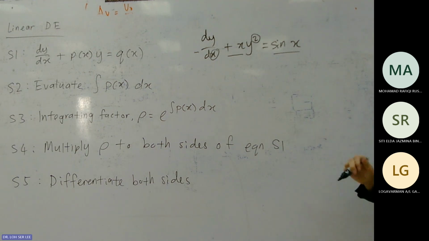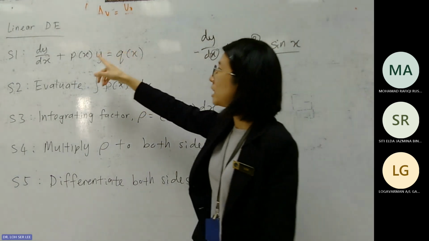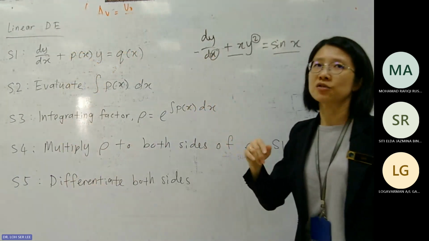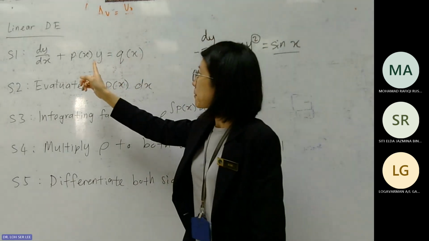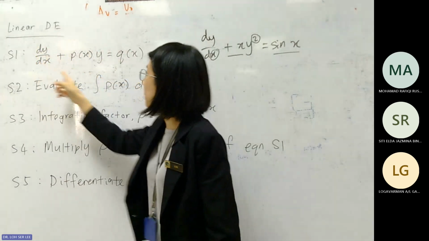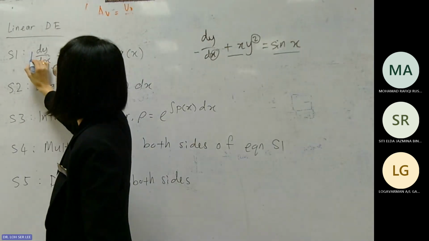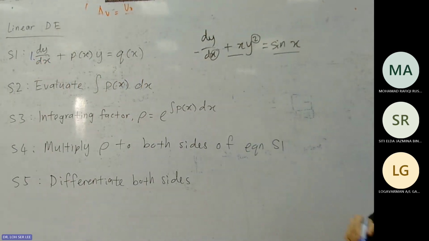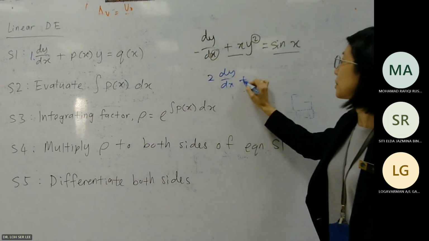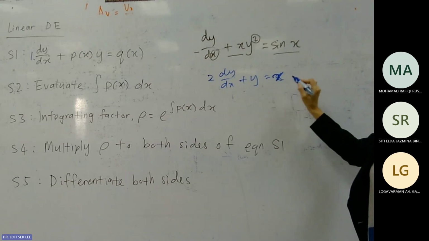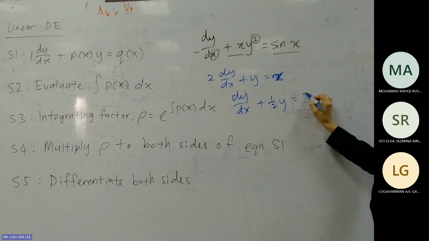So now, if the first order differential equation is linear, then we will go through these 5 steps to solve it. Okay, the first step is you have to express the differential equation in this form, where the coefficient function of dy/dx should be 1. So if you have, let's say, 2 dy/dx plus y equals x, then your step 1 will be dy/dx plus 1/2 y equals x/2.